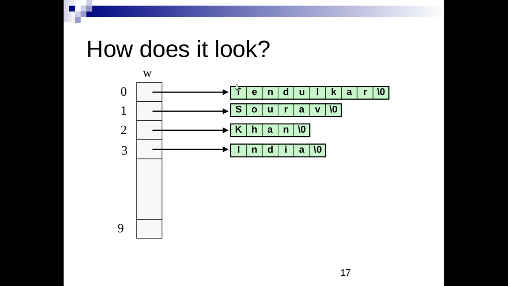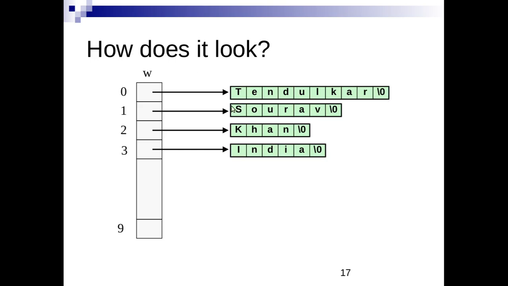The first string is Tendulkar. What you do is allocate an array of size how many? Tendulkar has 9 characters plus 1 for storing the terminal null. So you allocate a character array of size 10, write Tendulkar followed by null there, and make W[0] point to the first byte of this array. So this array is just long enough to hold Tendulkar and no longer.